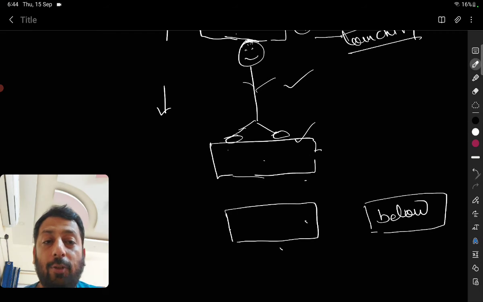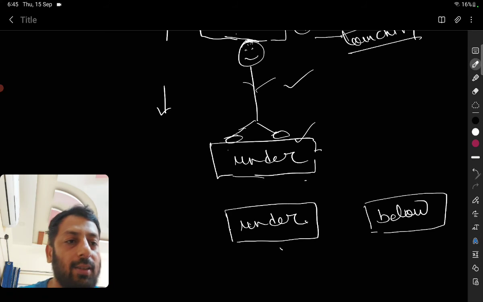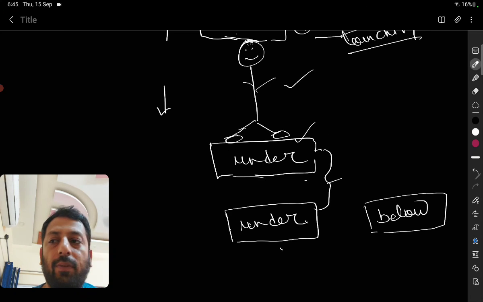It is right below the person, and in these situations we use the preposition under, when something is right below the person. Now interestingly, this position is also under the person, and it's quite right below that. So both of them are going to be under. I hope you learned them.